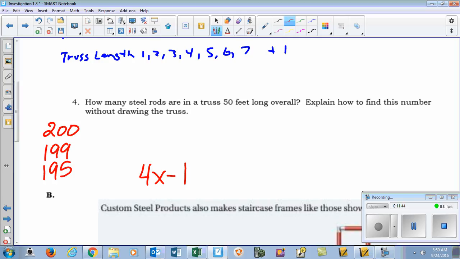So where does the minus 1 come from then? This part makes sense to everybody, right? Does the 4x make sense to everybody? That makes sense, right? We saw that in our table. We saw that on our graph. So where does the minus 1 come from then, guys?